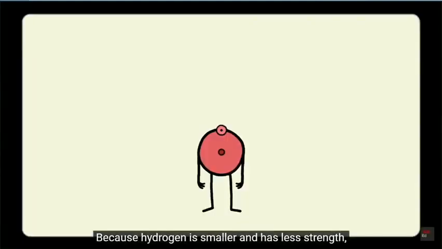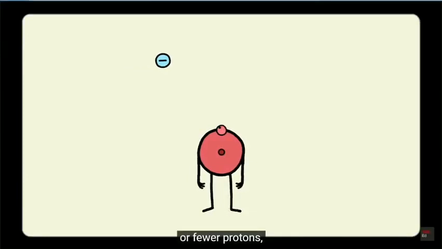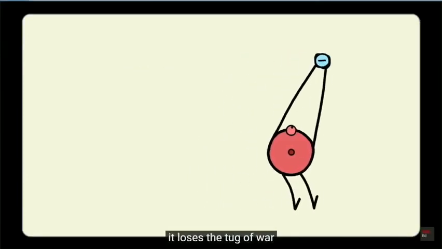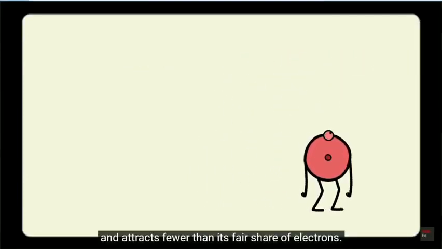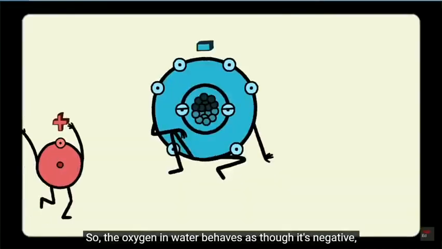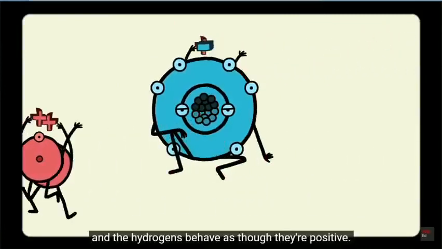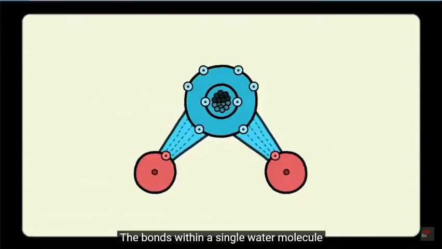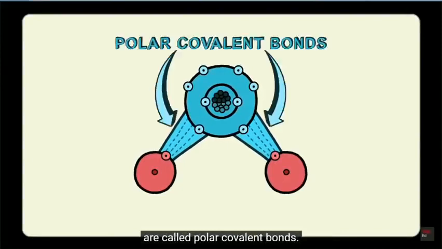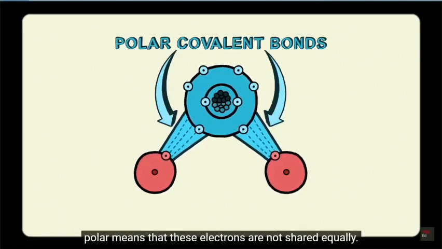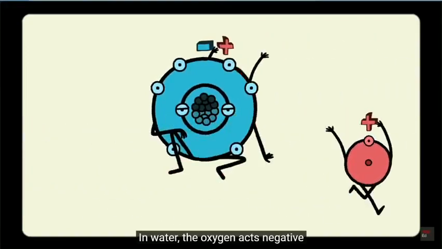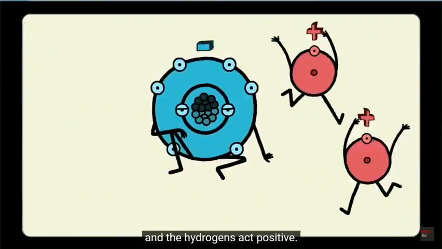Because hydrogen is smaller and has less strength, or fewer protons, it loses the tug of war and attracts fewer than its fair share of electrons. So the oxygen in water behaves as though it's negative, and the hydrogens behave as though they're positive. The bonds within a single water molecule are called polar covalent bonds. Covalent means that the electrons are shared. But, as we just learned, polar means that these electrons are not shared equally. In water, the oxygen acts negative, and the hydrogens act positive.